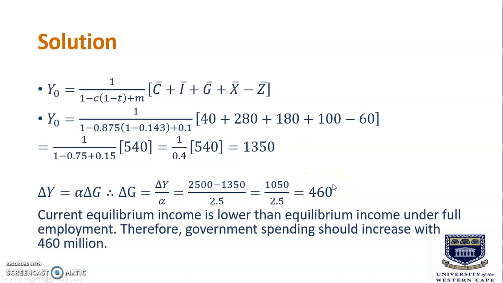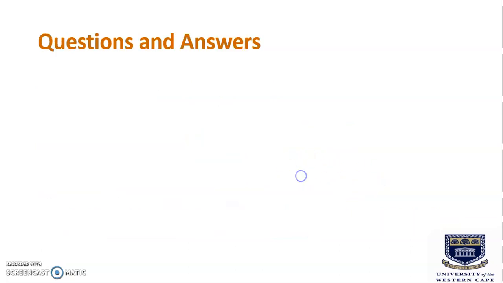So this is basically how you look at the impact of these fiscal variables on output, by explanation, graphically, or by calculation. And so this sums up our lesson.